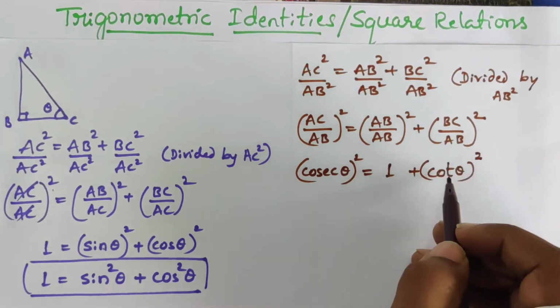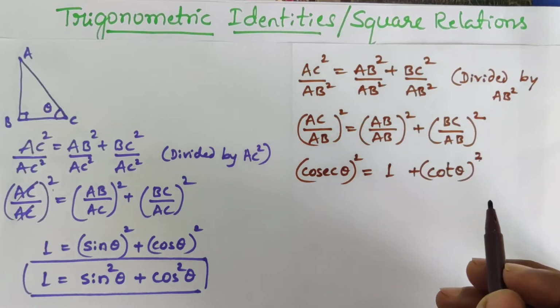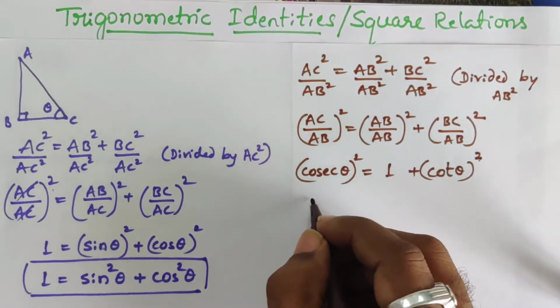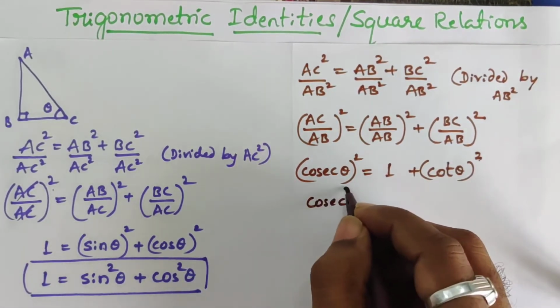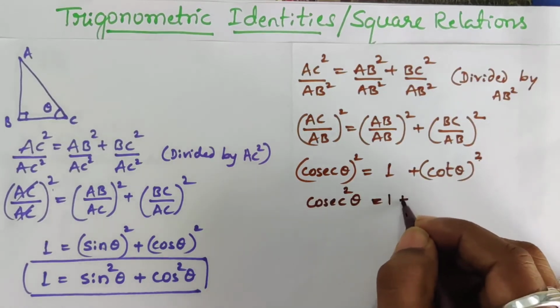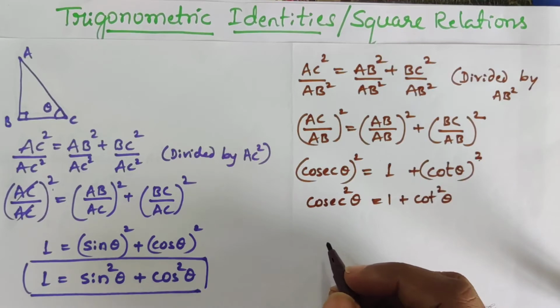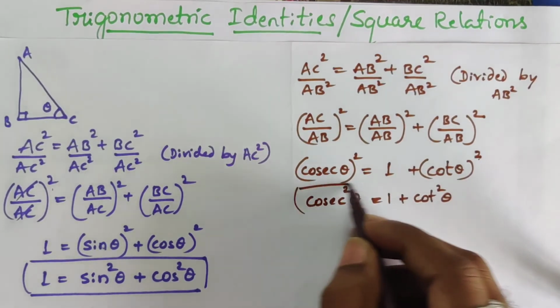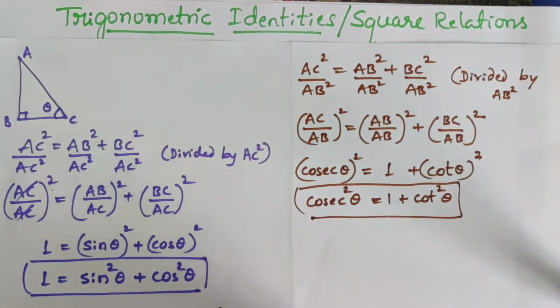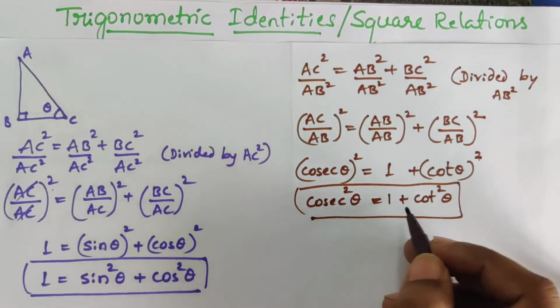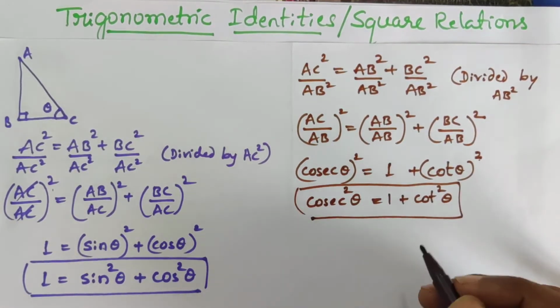I wrote BC by AB as cot square theta, keeping it as it is. So this can be written as cosec square theta equals 1 plus cot square theta. This is your second square relation. You can always remember cosec square theta is equal to 1 plus cot square theta.